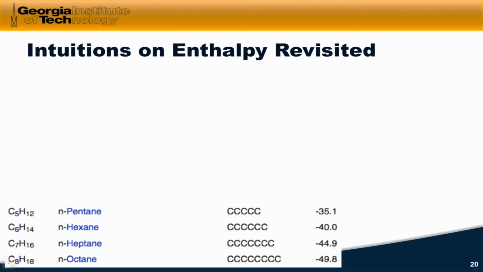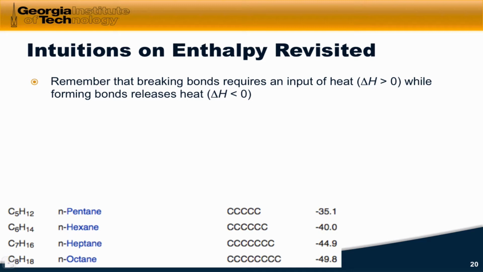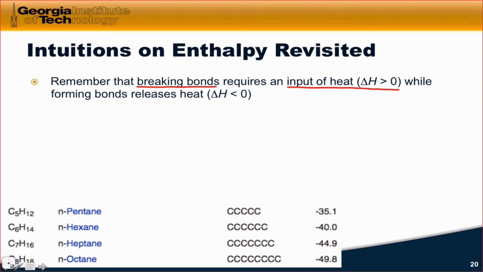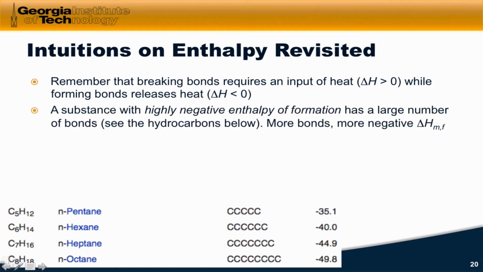Let's revisit some of our intuitions on enthalpy. Remember, we saw before that breaking bonds requires an input of heat, meaning that delta H is greater than 0 when we break bonds on the molecular level, while forming bonds releases heat, corresponding to a delta H within the system less than 0. That means that a substance with highly negative enthalpy of formation has a large number of bonds, at least relative to the number of bonds in the elemental forms.